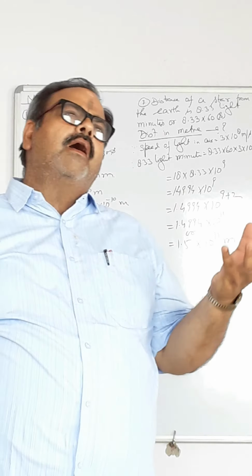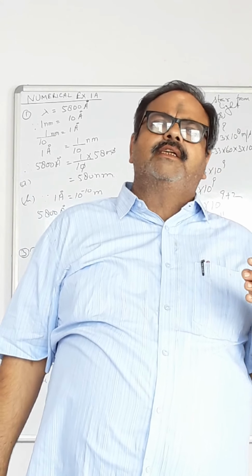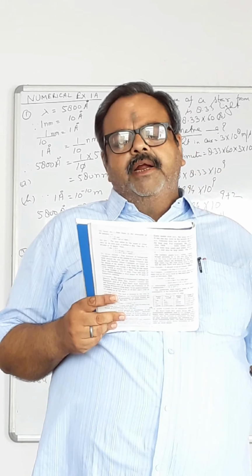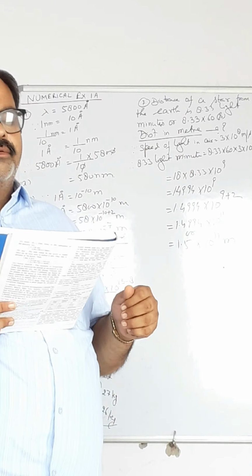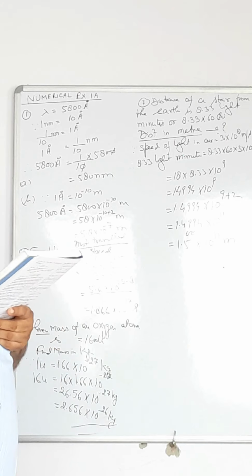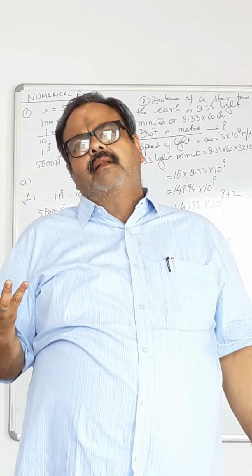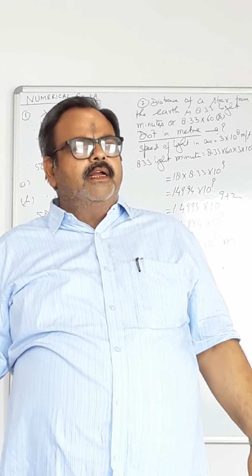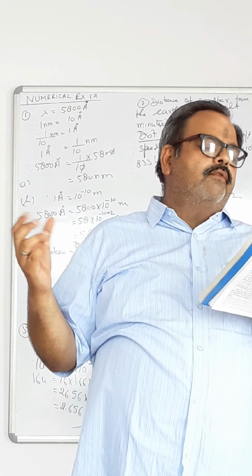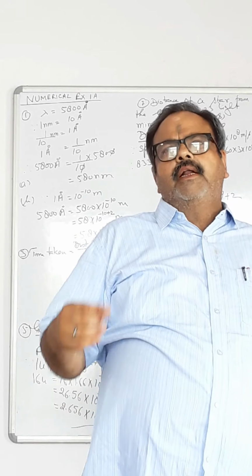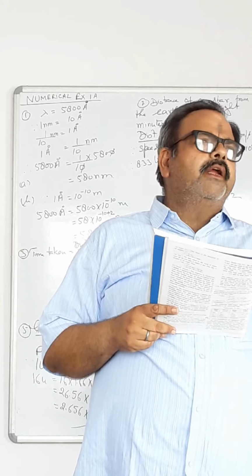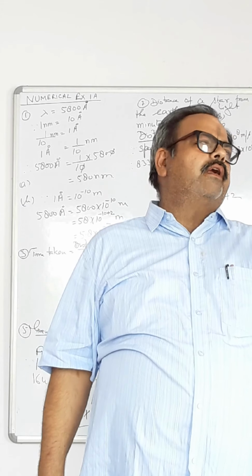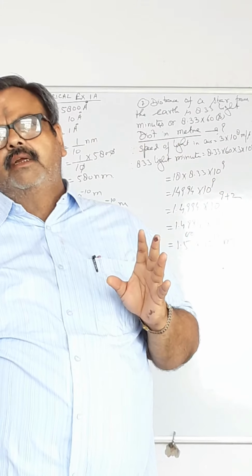Density we know is mass upon volume. Mass is measured in kg. Volume is measured in meter cube. So kg per meter cube. In the same way, speed or velocity is distance upon time. Distance is measured in meters, time in seconds. So the unit is meter per second, whether you calculate the speed or the velocity.